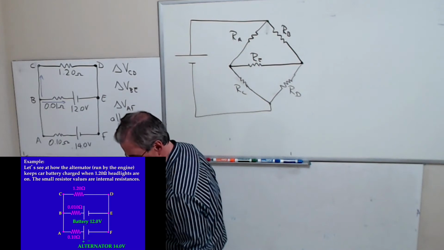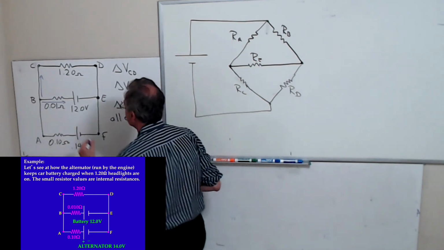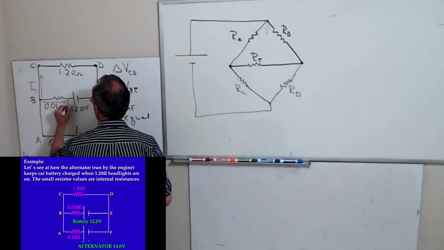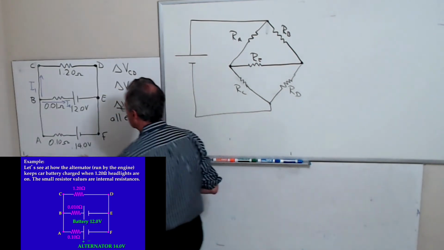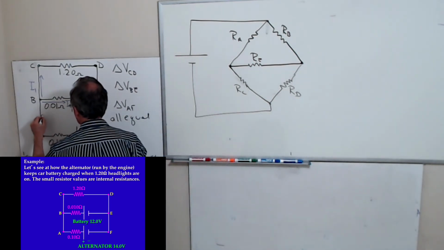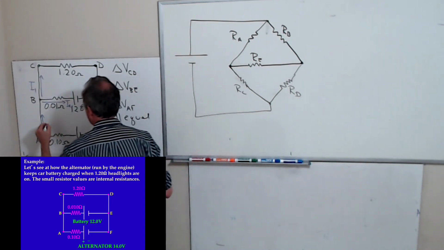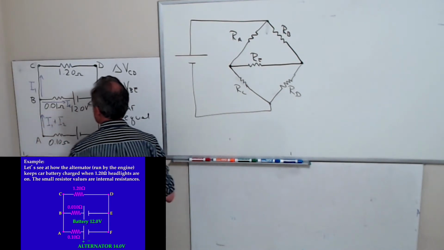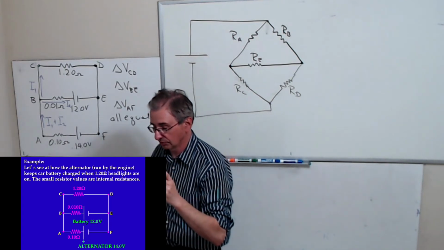Okay? And I'm going to be consistent with my notes. I'm going to call this I1, and I'm going to call this I2. So what do you think I'm going to call this current? Of those two? Yeah, I1 plus I2. So I have two currents that I don't know. I don't know I1 and I don't know I2.